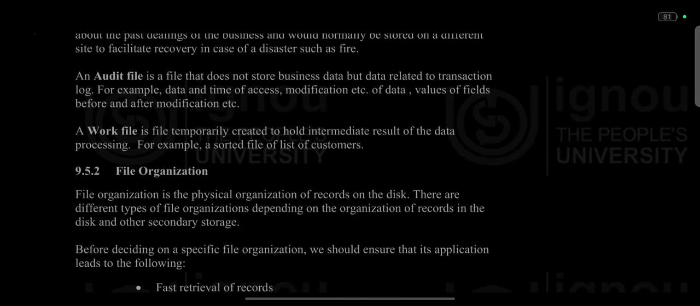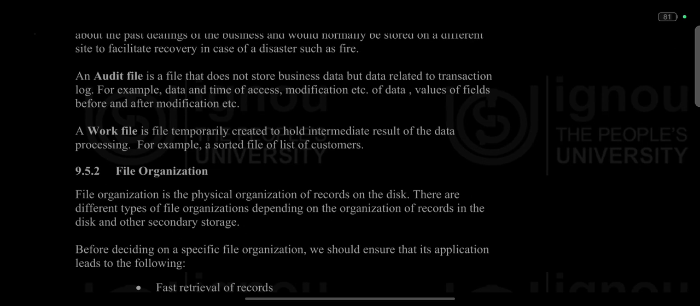An audit file is a file that does not store business data but data related to the transaction log. For example, date and time of access, modification, etc., of data, and values of fields before and after modification. A work file is a file temporarily created to hold intermediate results of data processing. For example, a sorted file of a list of customers.